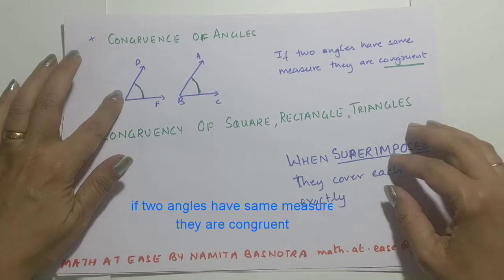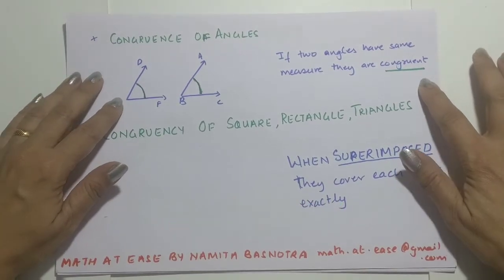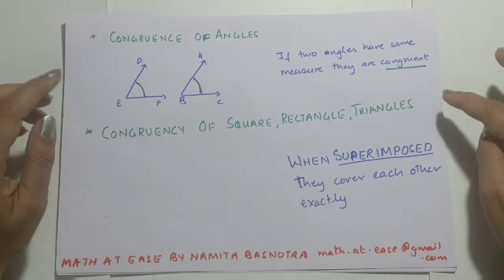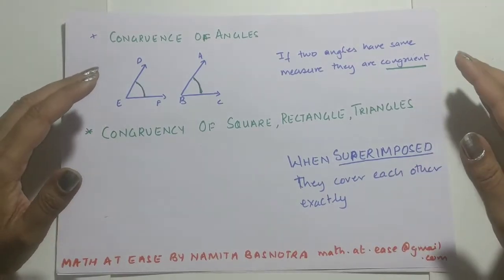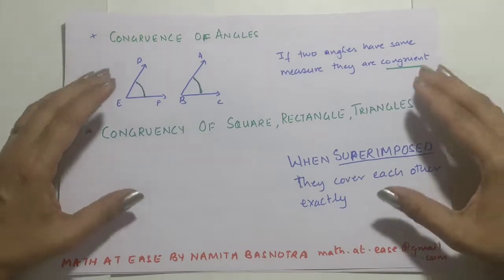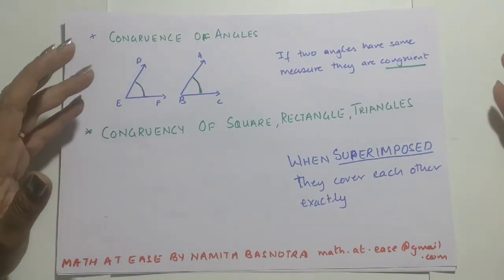Congruence of angles is again when two angles have the same measure, then they are congruent. Now congruency can also be checked in squares, rectangles and triangles, geometrical figures like that. For that you will need two squares or more than two squares or rectangles.